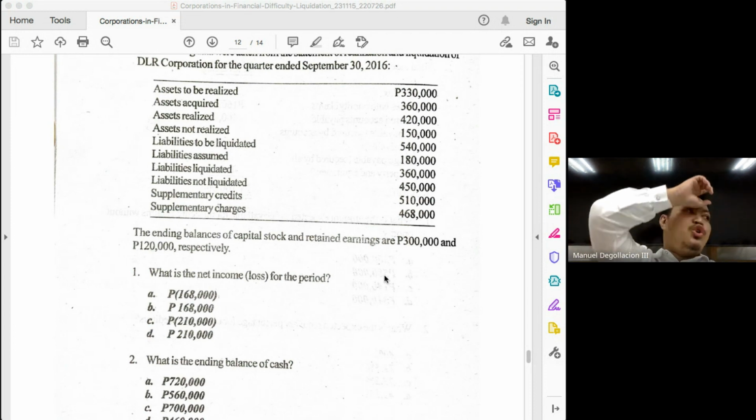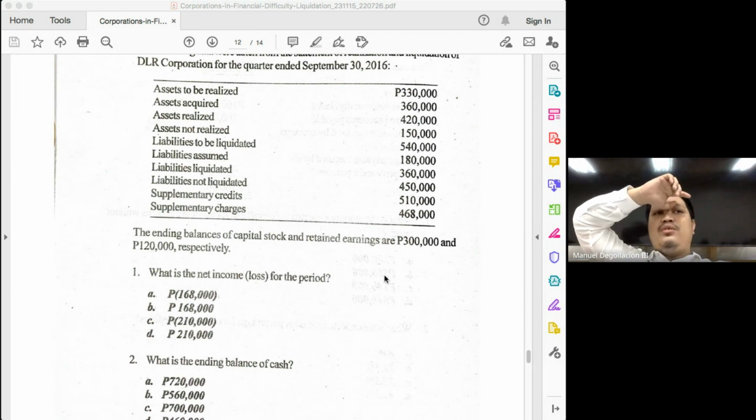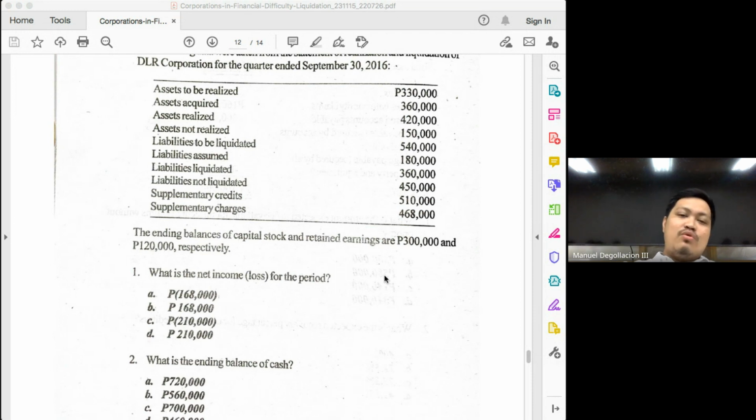How do we know that the 150 does not include cash? Because you do not realize cash, class. Cash is already cash. The point of realization is to convert your other assets into cash. Okay? So if the right side of the accounting equation is 450 plus 420 and the left side is just 150, so the balancing figure would basically be your cash.